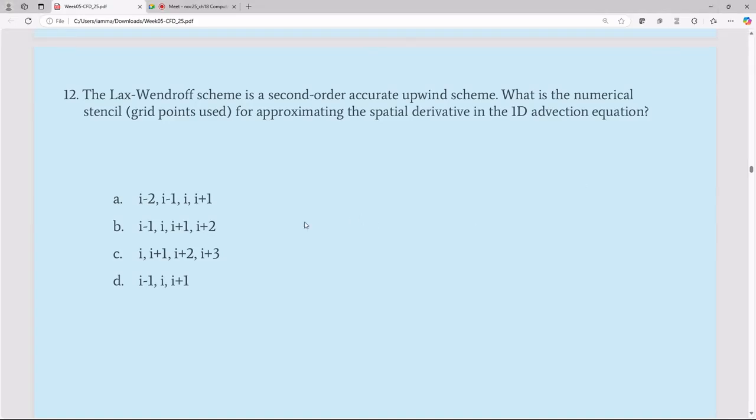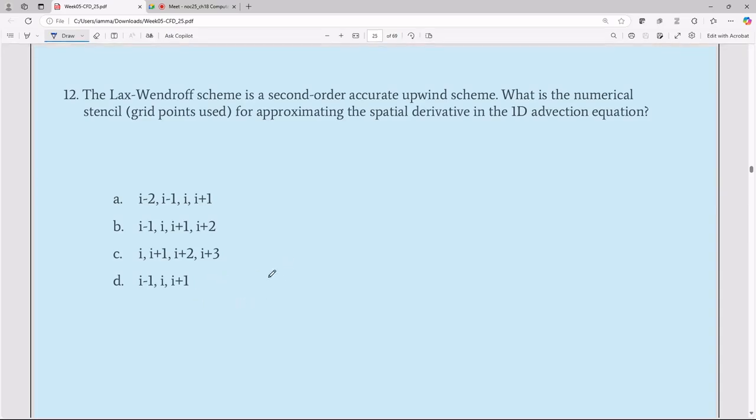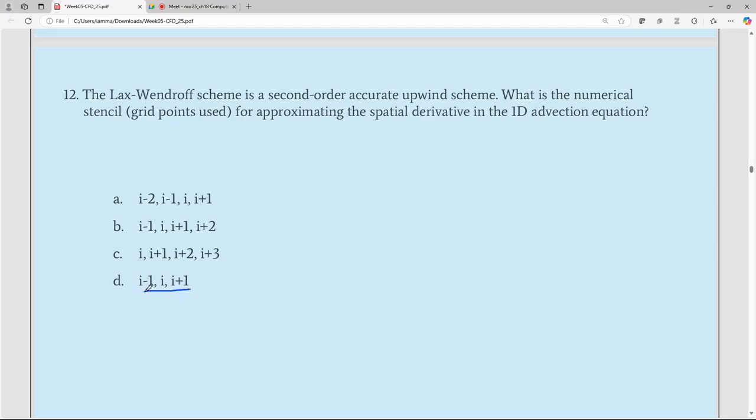So basically, the question is on stencil: which grid points are being used for approximating the spatial derivative in the 1D advection equation. Here, you see, there are a few more technicalities in this question. If you see only these spatial terms, I minus 1, I plus 1, only these terms exist.